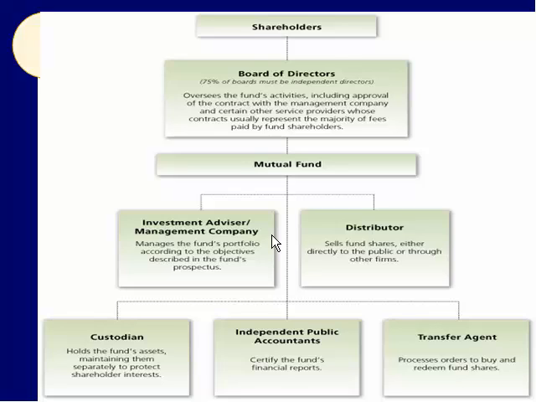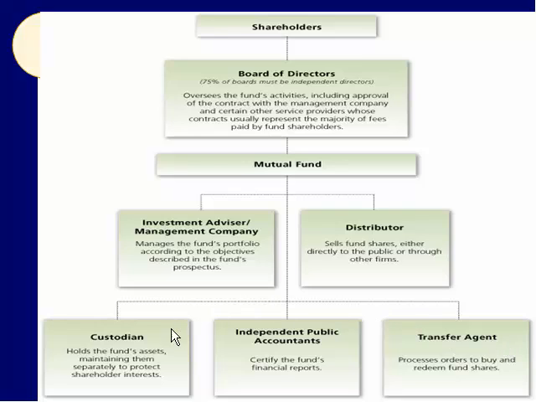You'll see that it's not an easy job. The distributor is the entity that actually goes out and sells the shares to the public or through other brokers. The transfer agent, I'm sort of skipping custodian right now, and independent public accountant. The transfer agent is the entity that actually processes the orders. The orders to buy coming in, the orders to sell, the money coming out.